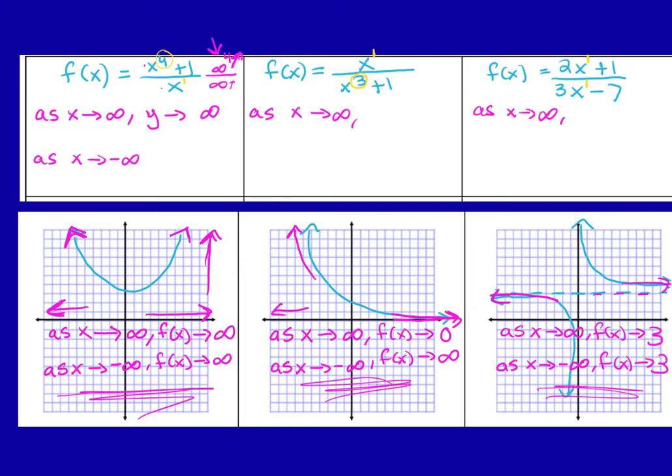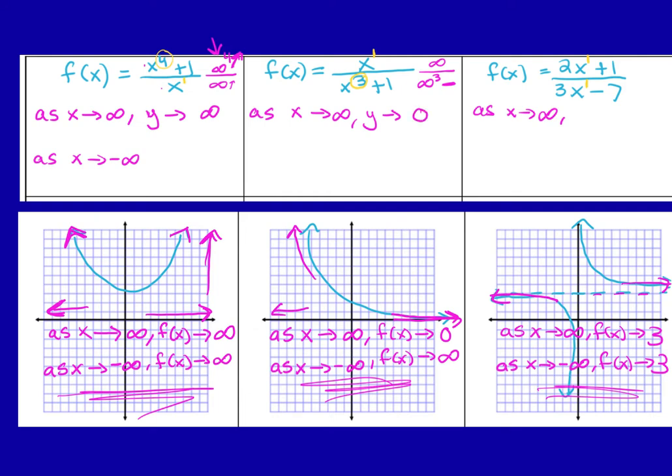But now let's look at the second one. As x approaches infinity, now I have infinity in the numerator, but infinity to the third power in the denominator. I'm going to have a much larger number in the denominator. So if I'm dividing by a very, very large number, that number is getting closer and closer to 0. So y is approaching 0.